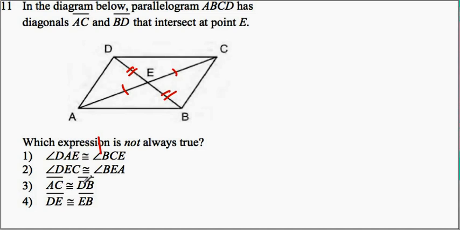How about AC is equal to DB? AC, which is the whole thing, is that equal to DB? Not all the time. So therefore this becomes our answer.